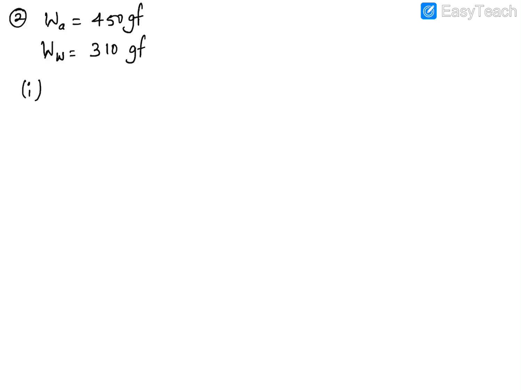So first we'll have to find out the upthrust to calculate all this. I'll first do the third part. Upthrust is equal to weight of a body in air minus weight of a body in water. So that's 450 minus 310, which is equal to 140 GF.